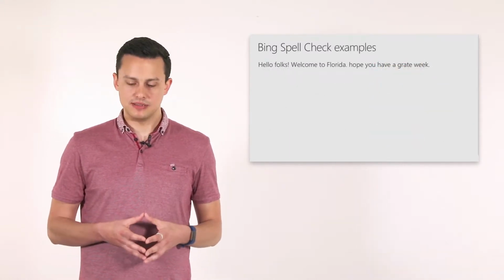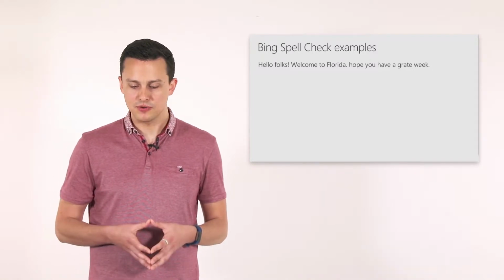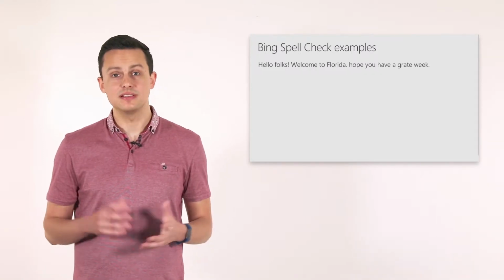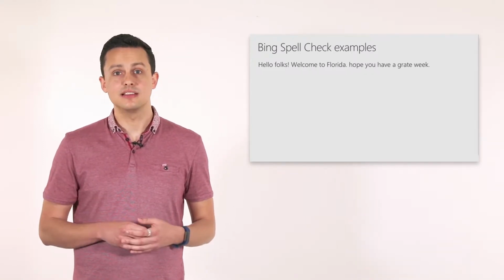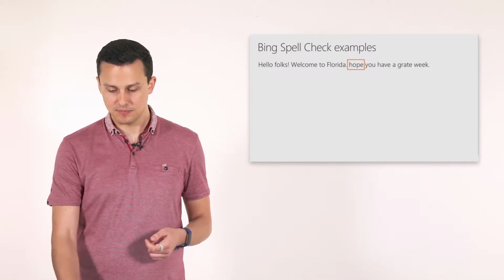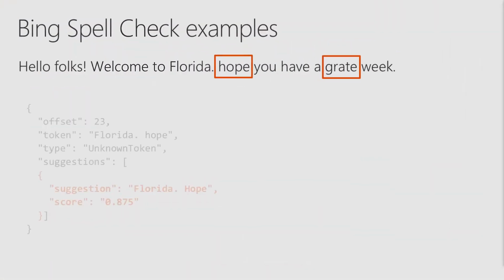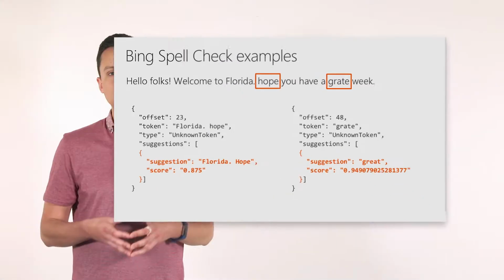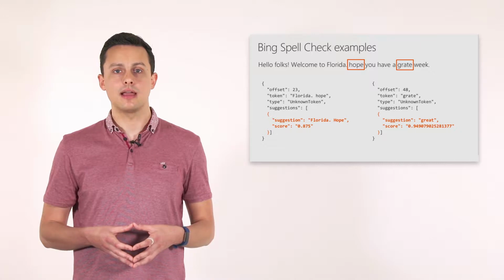So let's take an example of this. I have a sentence here: "Hello folks, welcome to Florida. Hope you have a great week." There are 2 errors here. One, hope is incorrectly capitalized, and great is misspelt for this particular scenario. So what happens when we post this up to the Bing Spell Check service? It returns 2 corrections, one for the capitalization and one for the incorrect word. In both cases, it gives us a probability back, so we can make a decision in our application whether to accept or reject the recommendation that the Spellcheck API has provided us.